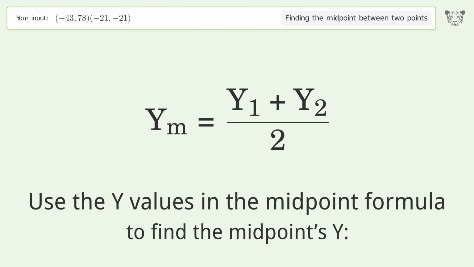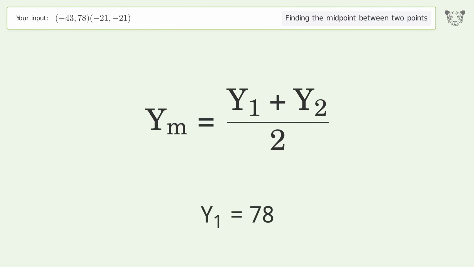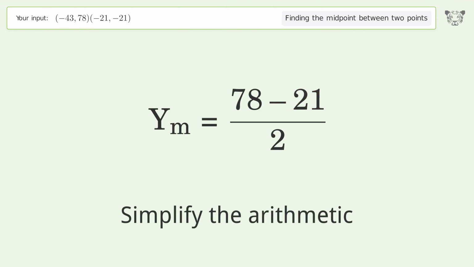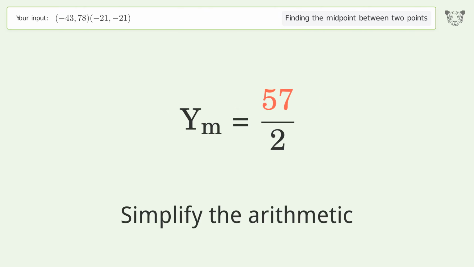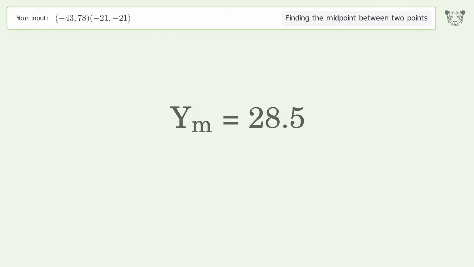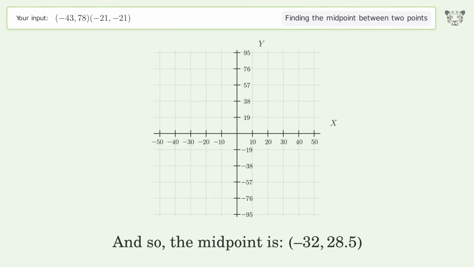Use the y values in the midpoint formula to find the midpoints y. y1 equals 78. y2 equals -21. Simplify the arithmetic. And so, the midpoint is -32, 28.5.